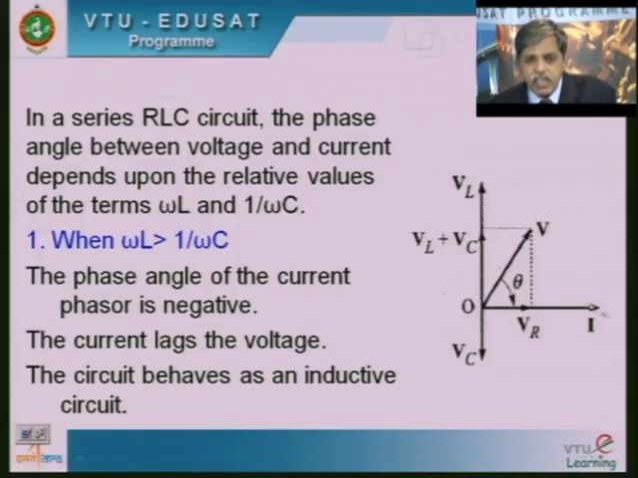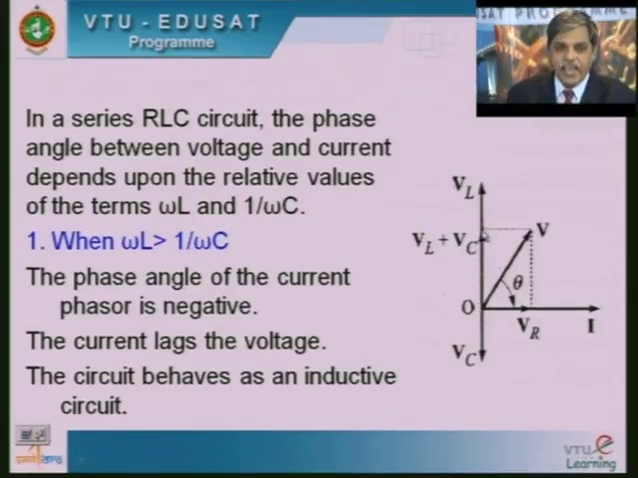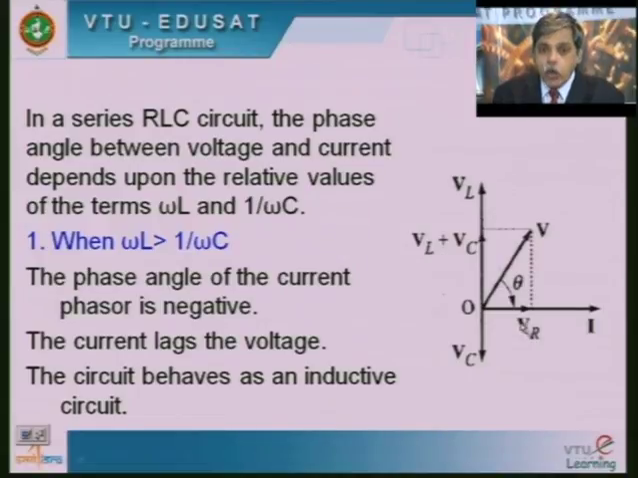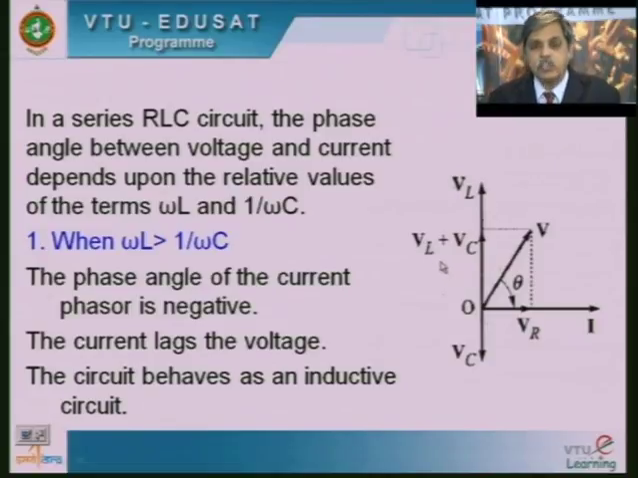Because I have taken the current as reference, the voltage across the inductor is leading the current by 90 degrees, and the voltage across the capacitor is lagging behind the current by 90 degrees. Out of these two magnitudes, VL has a larger magnitude than VC. Therefore, their difference will be positive, along the VL axis. So when both VR and the difference of VL and VC are positive, I get V volts as the total voltage applied across it.